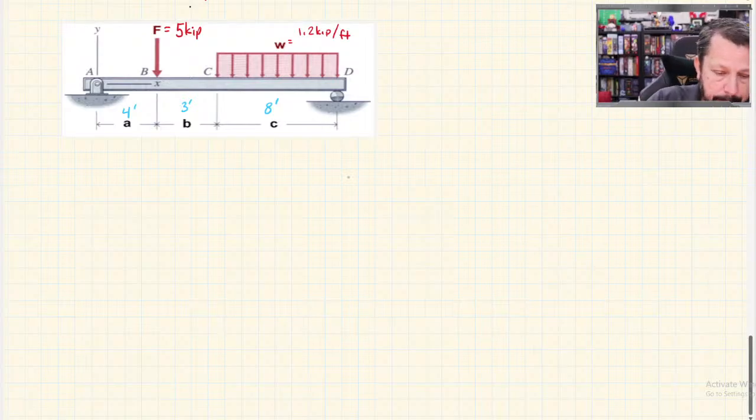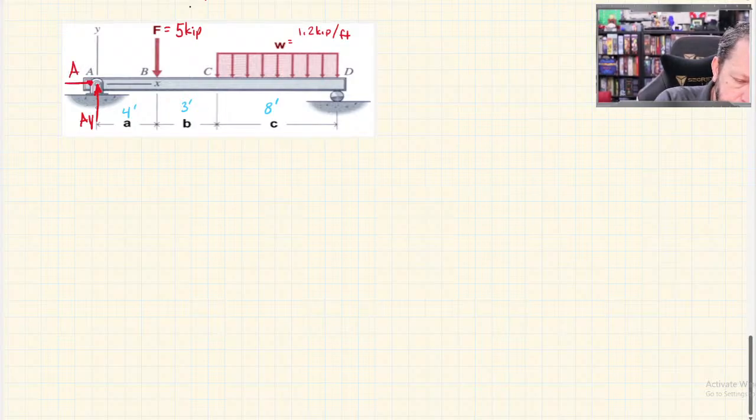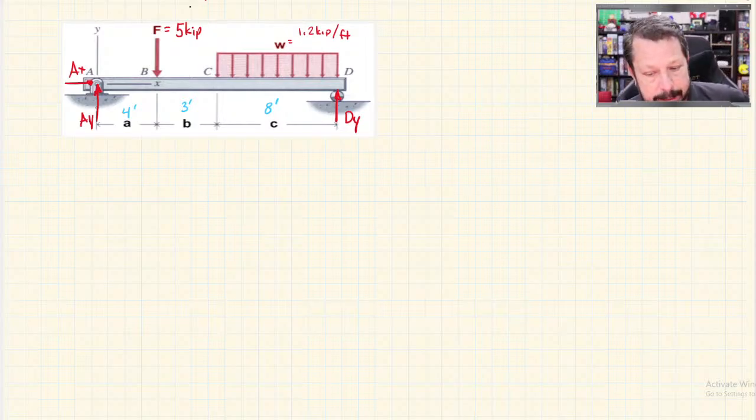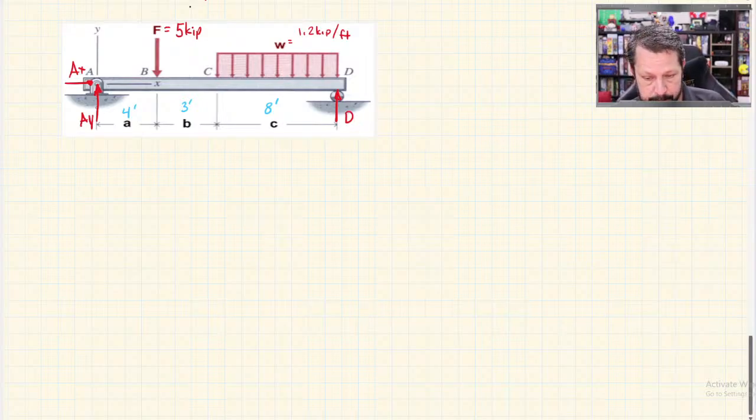If I were to draw them, I'd have AY and AX, and I'd have DY here. I don't like drawing them on top of the diagram because it makes you unsure if there's a DY and also a reaction from the roller, but there's not. DY is the reaction from the roller. That's why I don't like drawing them on top of the picture. So I'm going to erase them and just remember that that's what I'm talking about for AX, AY, and DY.